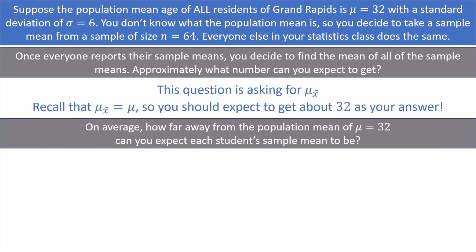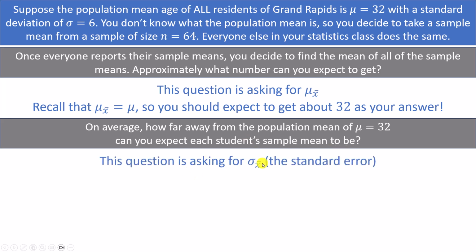Here's another question. On average, how far away from the population mean of mu equals 32 can you expect each student's sample mean to be? Well, this question is just asking for sigma of x bar, or the standard error. The standard error tells us on average how far away a sample mean would be from the population mean.